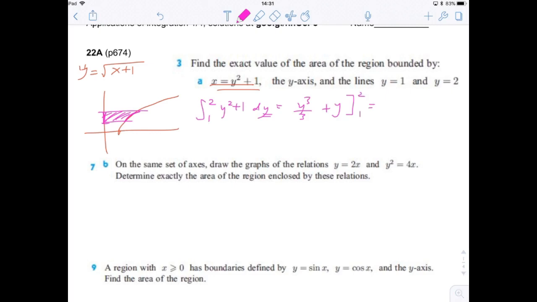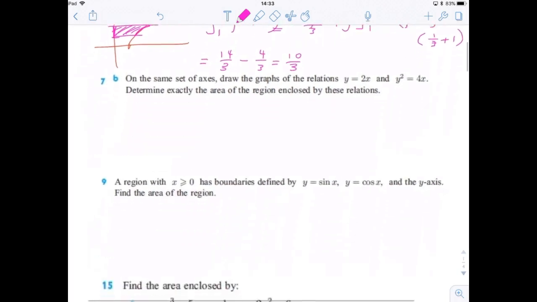So then we plug in 2 for y cubed, that gives us 8/3. 2 for y, which gives us 2. And then we subtract off the values by plugging in 1, so it would be 1/3 plus 1. So if we're going to simplify this, 8/3 plus 2 would be 8/3 plus 6/3, it would be 14/3. And then 1/3 plus 1 is 4/3, so it would be minus 4/3, so my answer is 10/3.